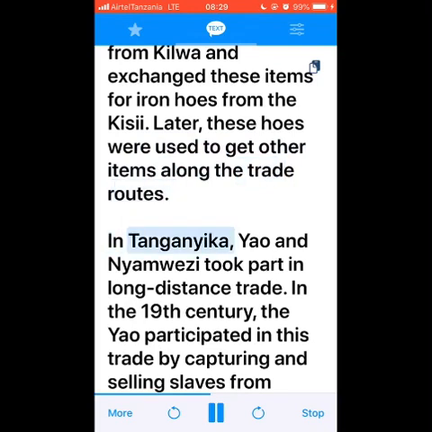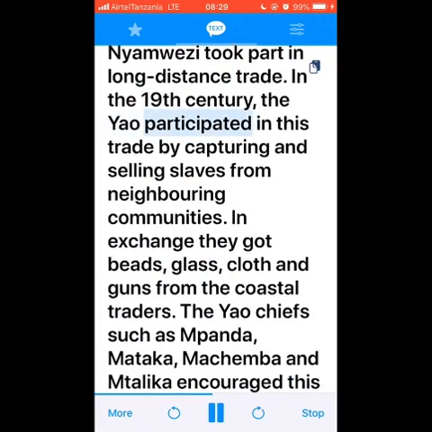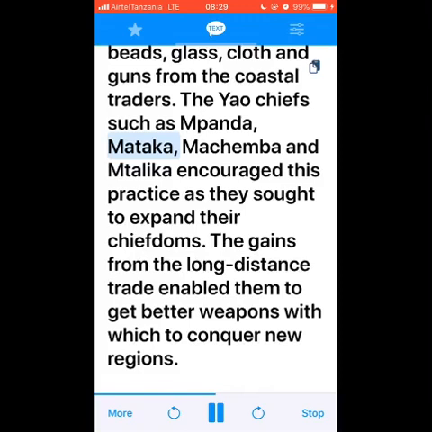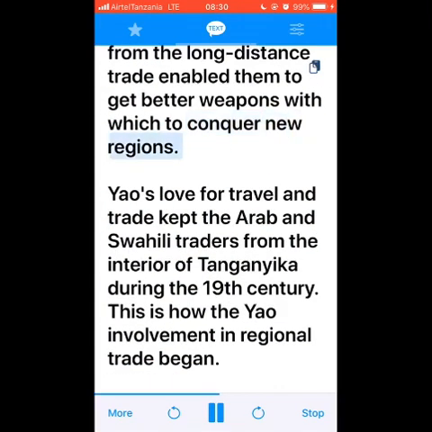In Tanganyika, Yao and Nyamwezi took part in long-distance trade. In the 19th century, the Yao participated in this trade by capturing and selling slaves from neighboring communities. In exchange they got beads, glass, cloth and guns from the coastal traders. The Yao chiefs such as Mpanda, Madaka, Machemba and Mtalika encouraged this practice as they sought to expand their chiefdoms. The gains from the long-distance trade enabled them to get better weapons with which to conquer new regions.